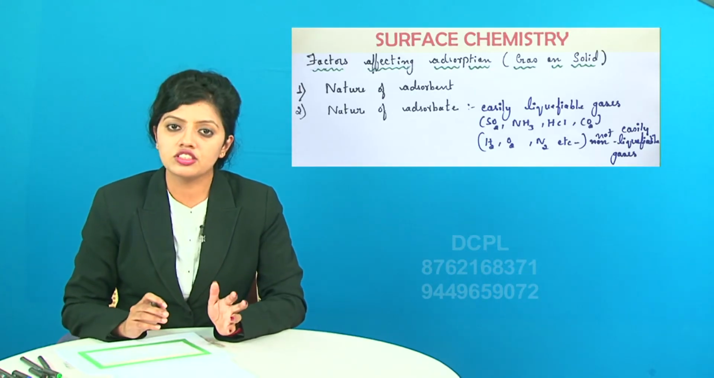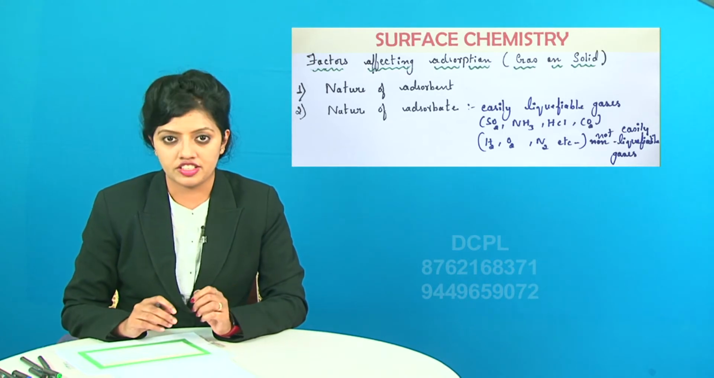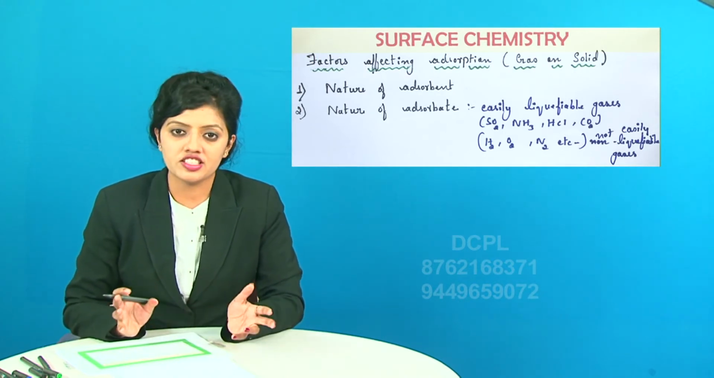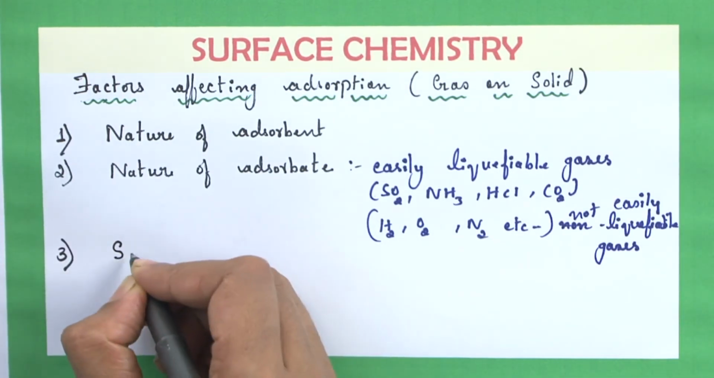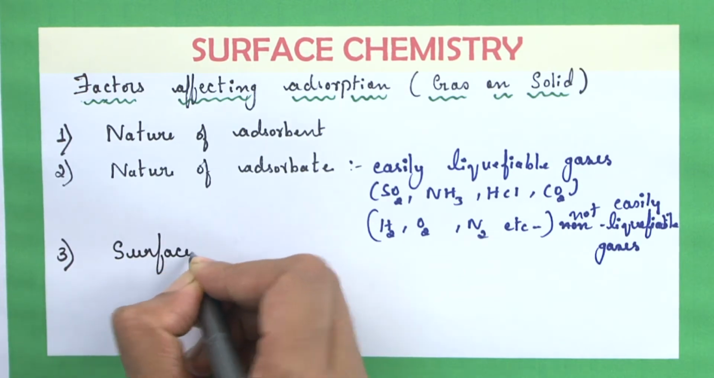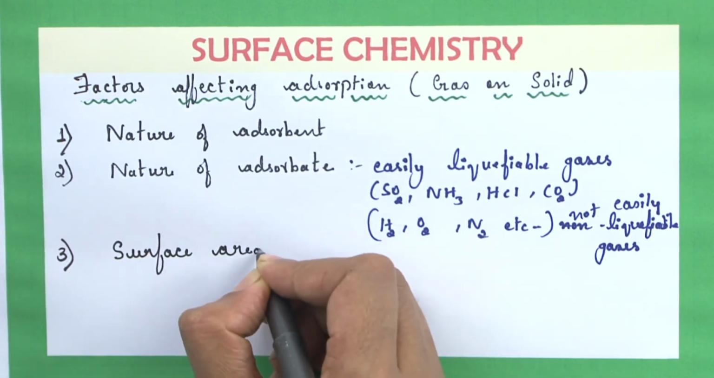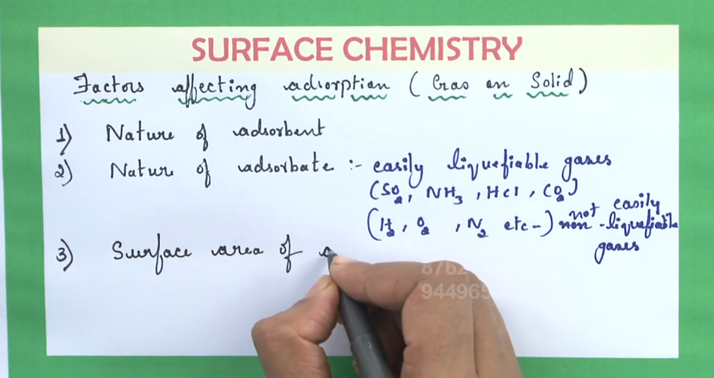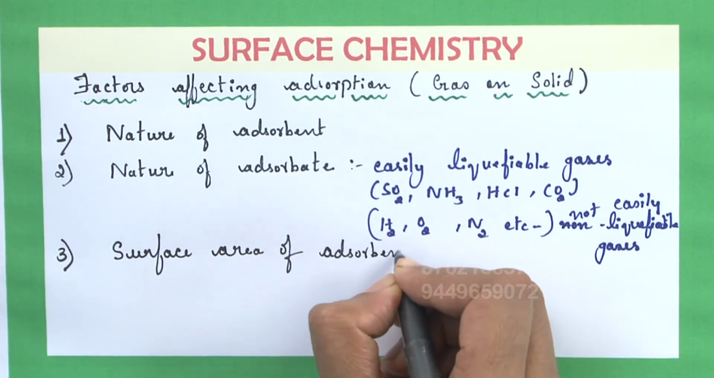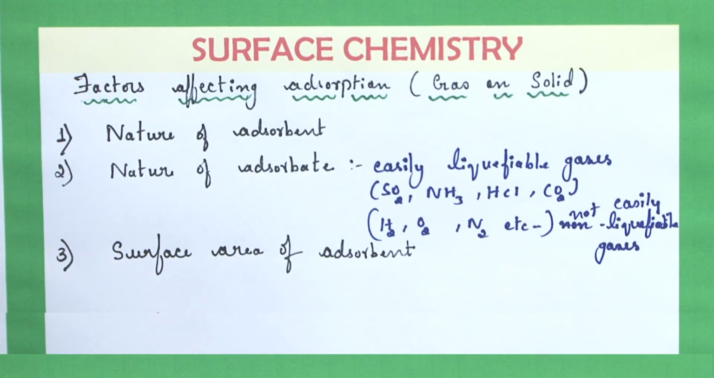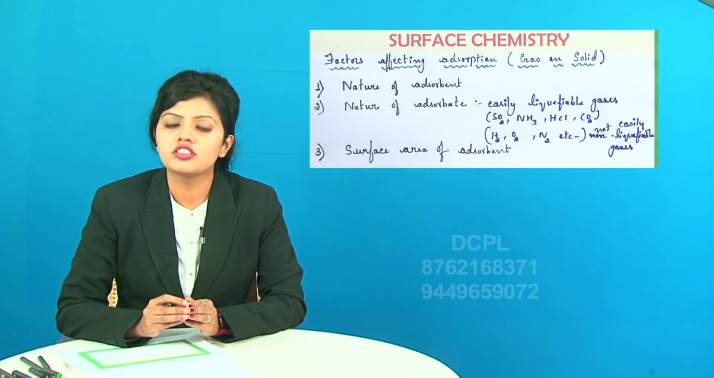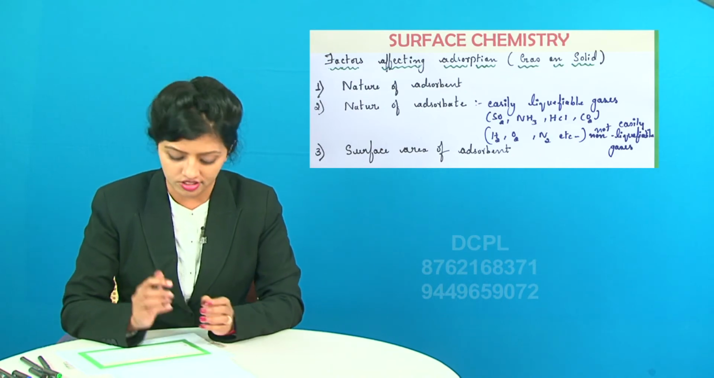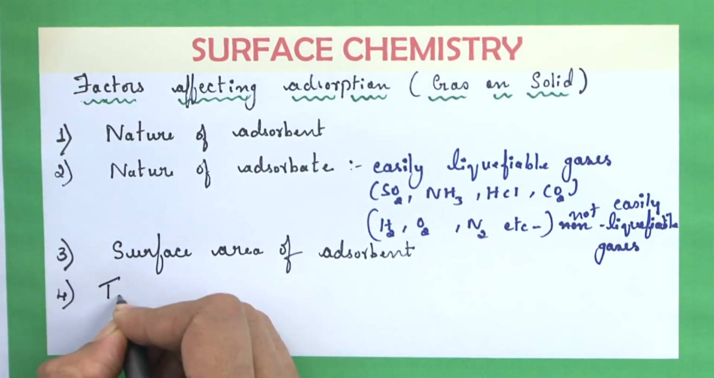Then moving on to the third factor, the surface area. As usual, we know that greater the surface area, greater is the adsorption. In particular, the surface area of the adsorbent. Then the fourth one, temperature. With increase in temperature, chemisorption increases, and with increase in temperature, physisorption decreases.